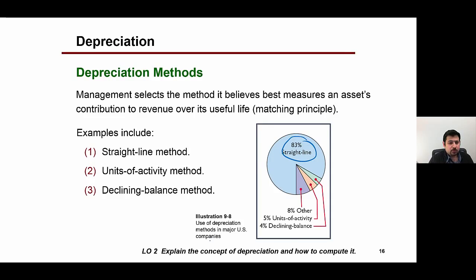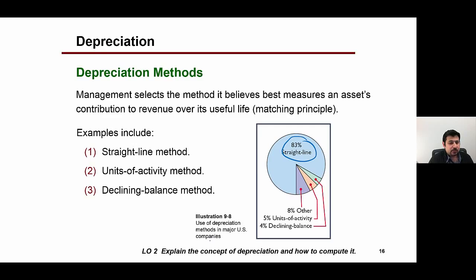And we also have the units of activity method. The straight line method is where the company would split the cost of acquiring the asset evenly over the useful lifetime. The units of activity method depends on, rather than thinking about the years, you think about how many units of activity. For example, let's say a machine can produce 1 million units, then the cost is divided over the million units.